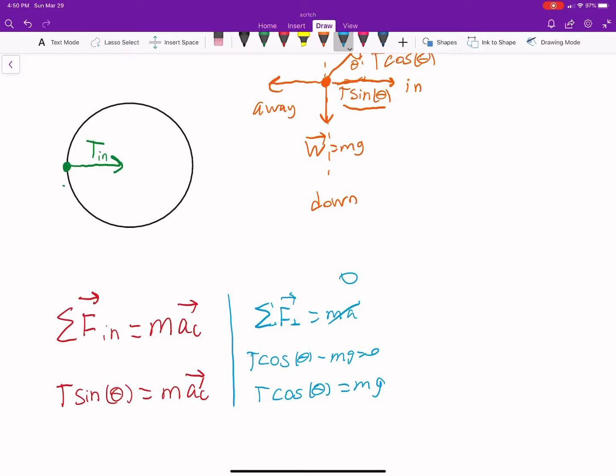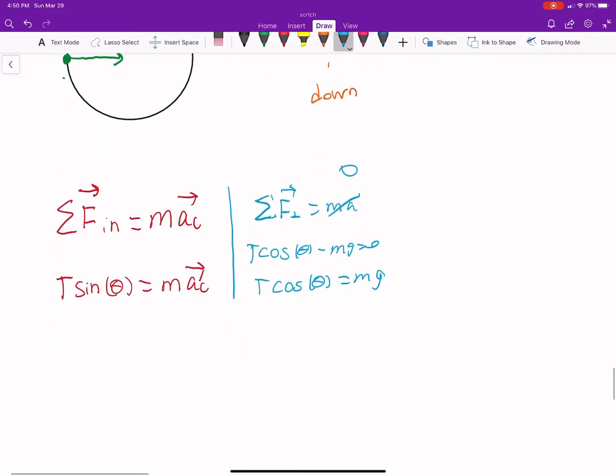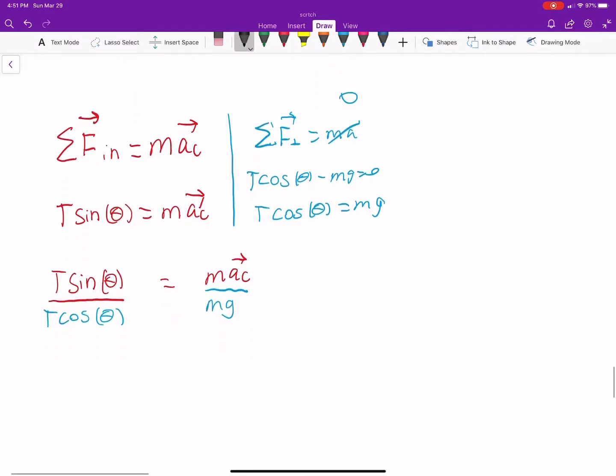If I were to divide red by green, in other words, T sine theta divided by T cosine theta over mg, what do we get? Well, your tensions drop and you just get tangent theta equals, your masses drop, and you get your acceleration divided by gravity.